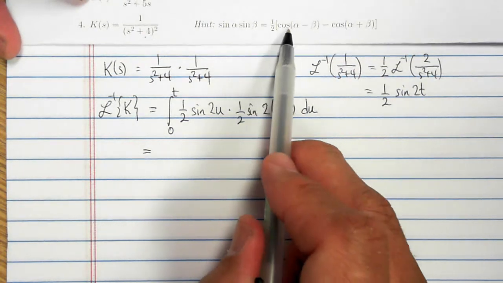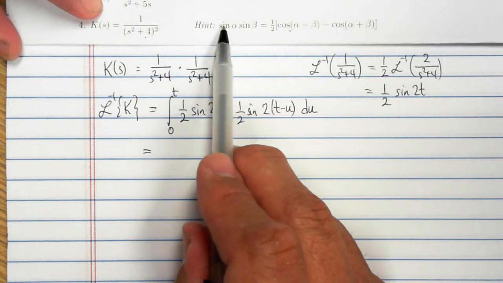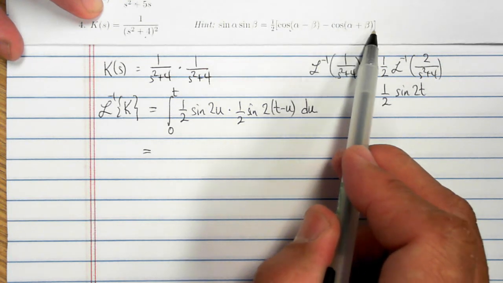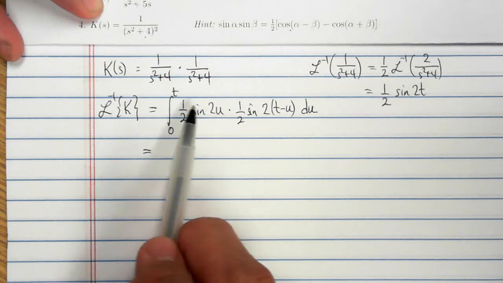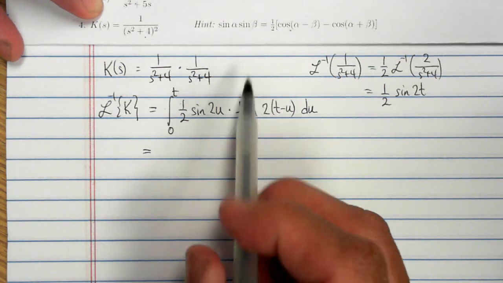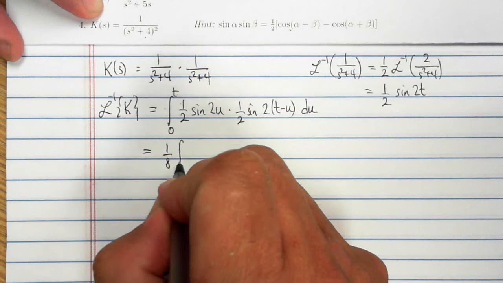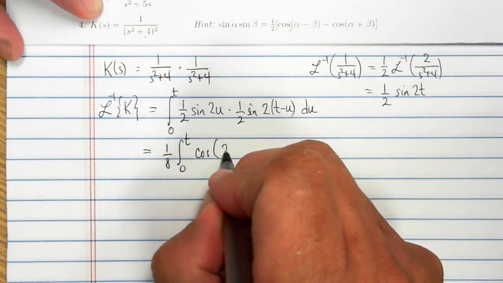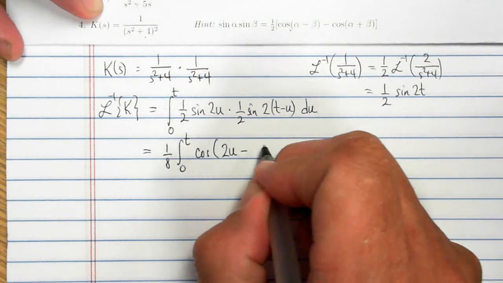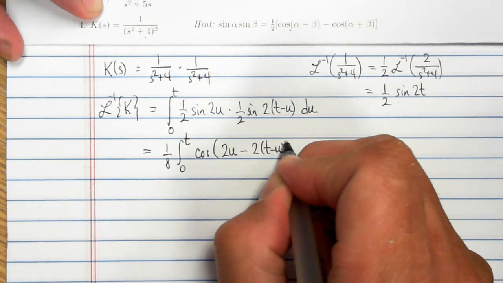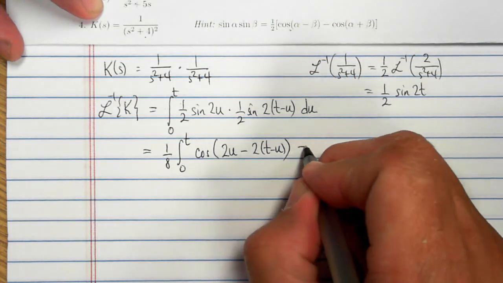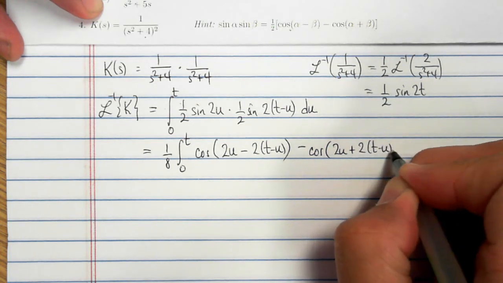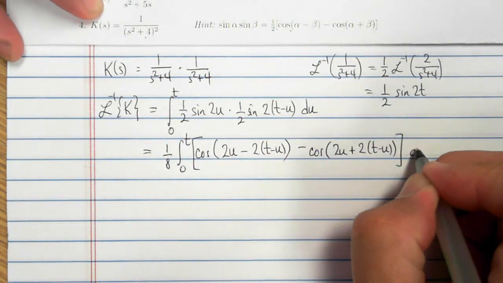Okay, now to get this integral, I'm going to use the hint that I see here, that sine of alpha times sine of beta is 1/2 times the cosine of the difference of the angles minus the cosine of the sum of the angles. So 1/2 times 1/2, so that comes out. There's also a 1/2 from the identity, which gives me a 1/8 out. Then using the identity, it's going to be cosine of the difference of the two angles minus the cosine of the sum of the two angles, du.